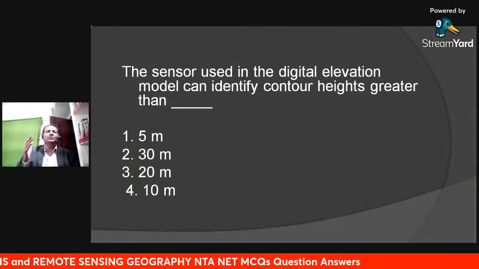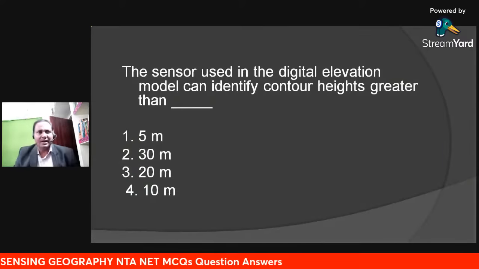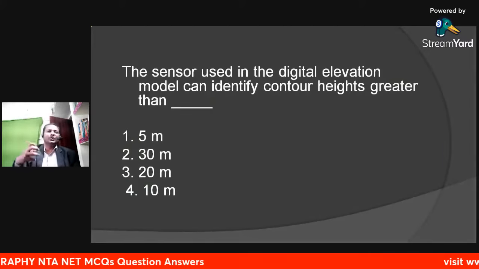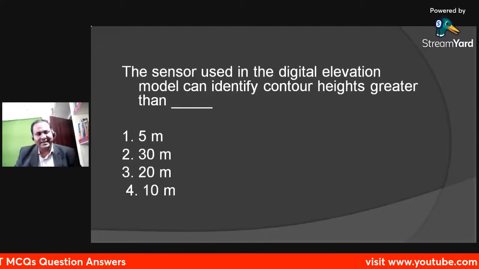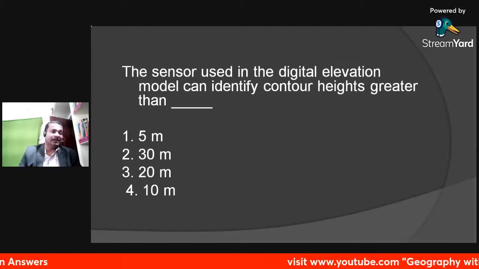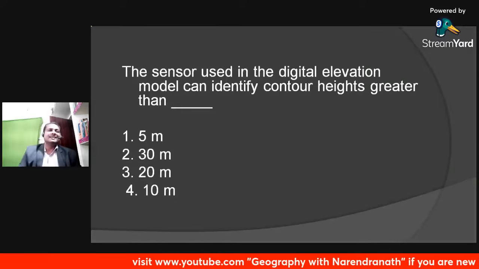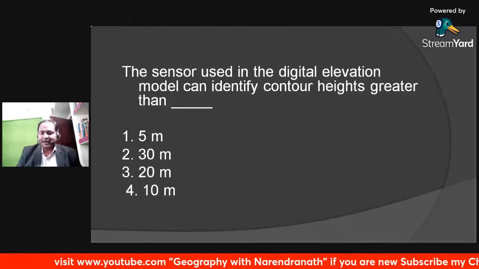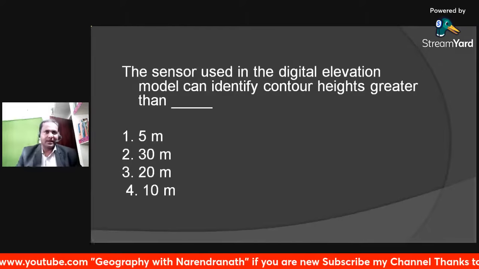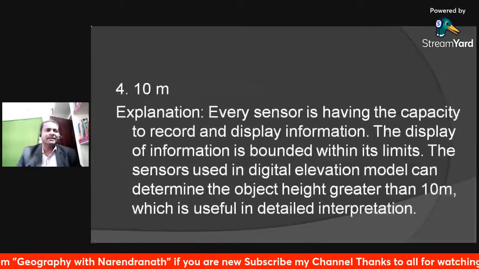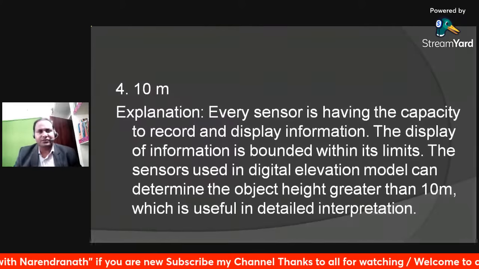The sensor used in the digital elevation model can identify the contour height, generating 5 meter, 30 meter, 20 meter and 10 meter. The options are very related. The sensor used in the digital elevation model can be identified. So definitely the 10 meter is the correct answer, option 4.